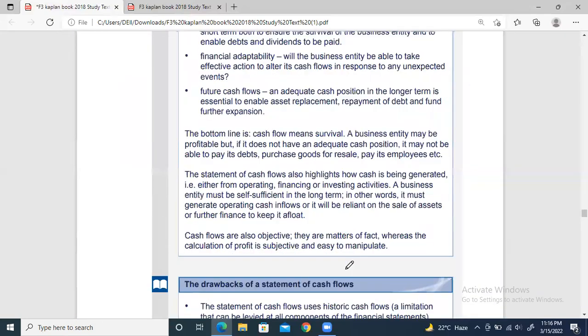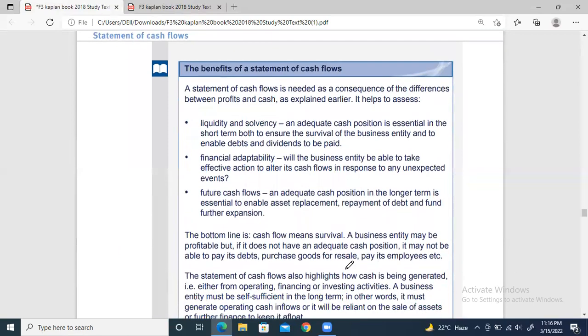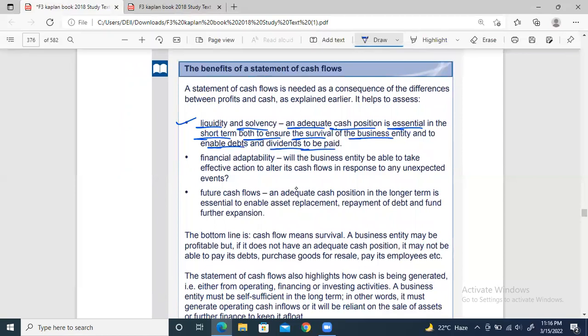Let's first read the drawbacks as well. Benefits and drawbacks. Let's first read the benefits of the cash flows. So first is liquidity and solvency. An adequate cash position is essential in the short term, both to ensure the survival of the business entity and to ensure debts and dividends are paid. Obviously, we need to pay off the interest payments as well.